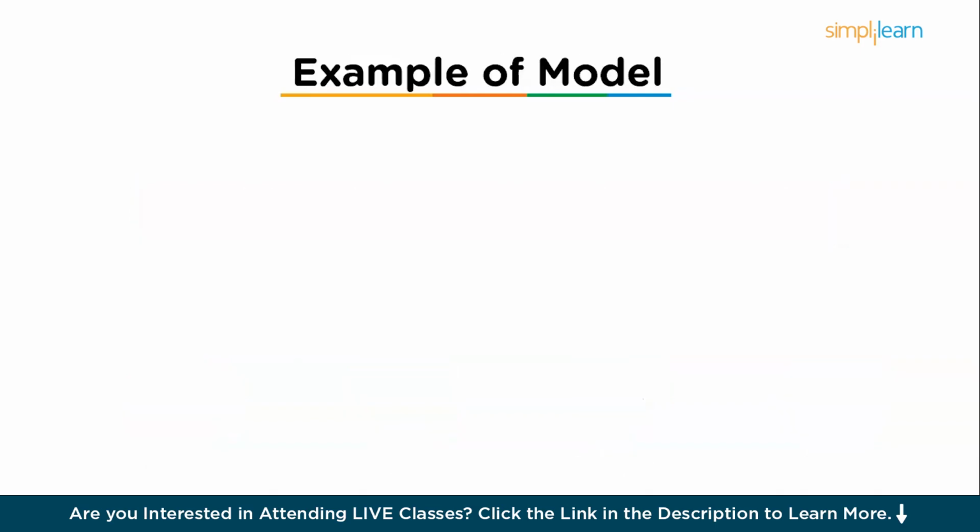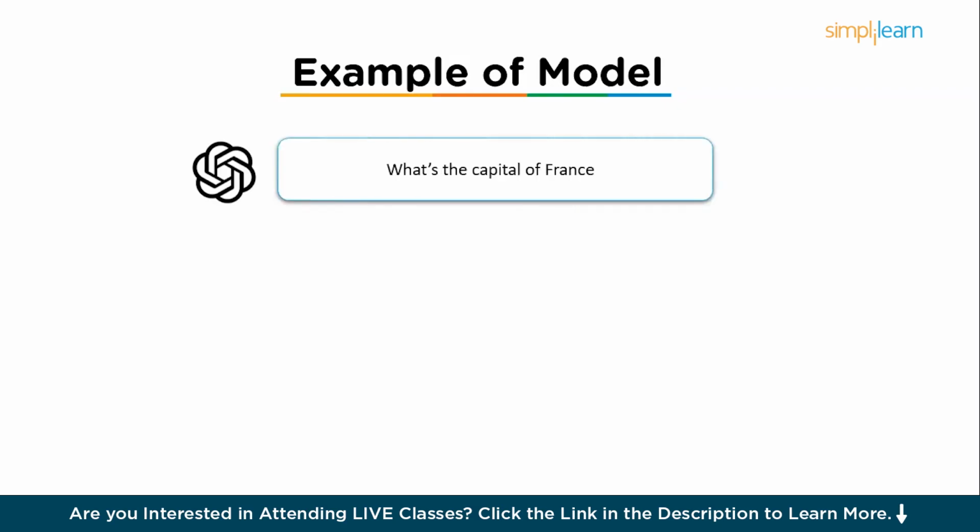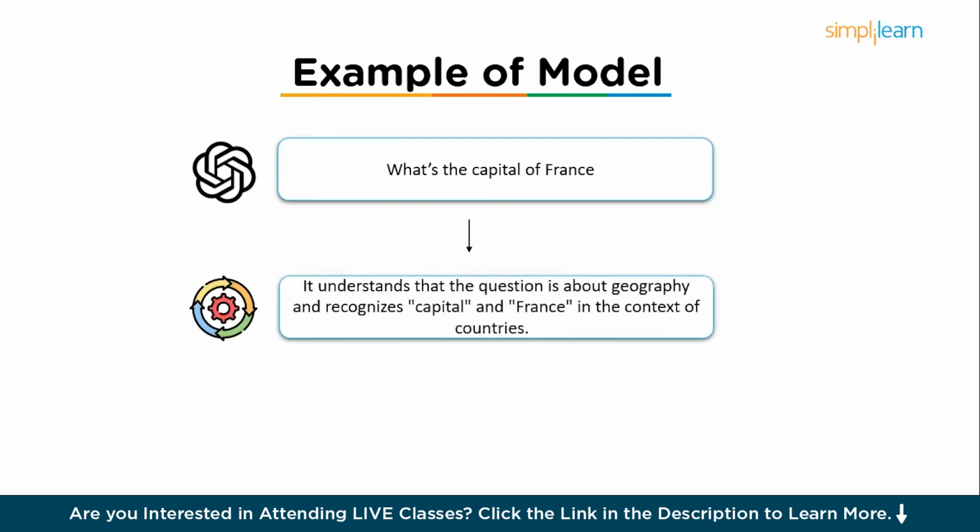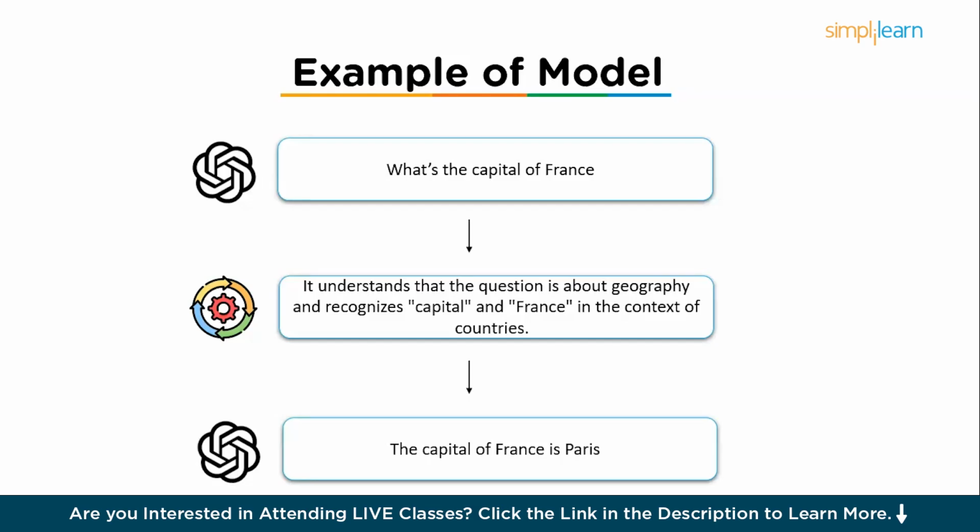For example, let's consider GPT-3 or GPT-4, two popular language models developed by OpenAI. You ask, what's the capital of France? The model processes it. It understands that the question is about geography and recognizes the capital and France in the context of countries. Then it responds, the capital of France is Paris. In this example, the model, like GPT-4, has learned from all the text it has trained on that Paris is the capital of France. The model uses its language understanding to generate a human-like response.